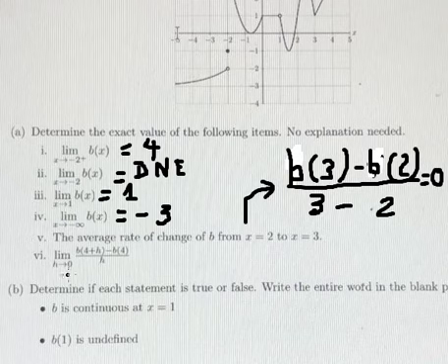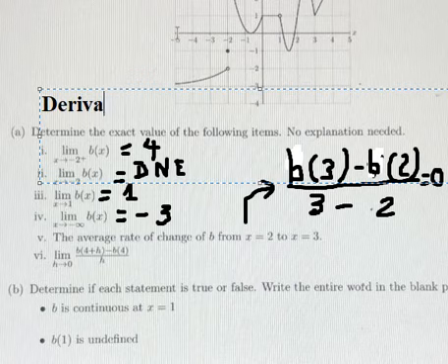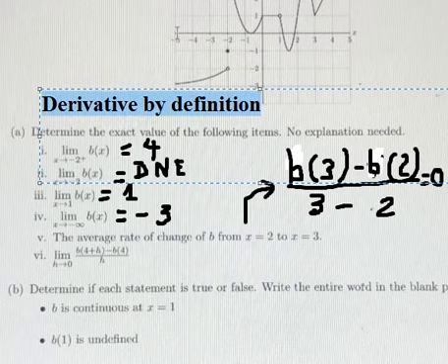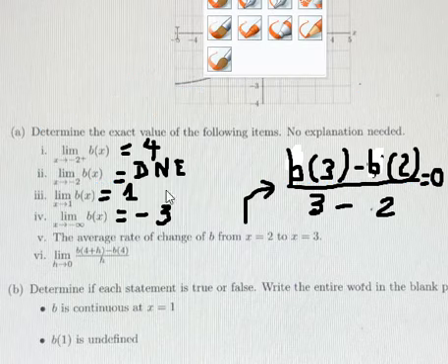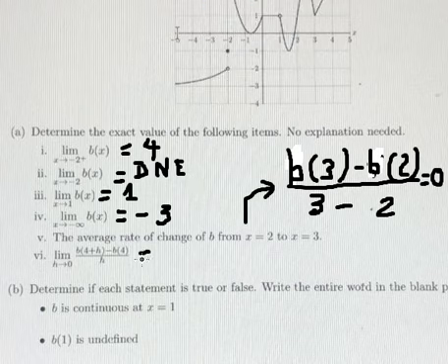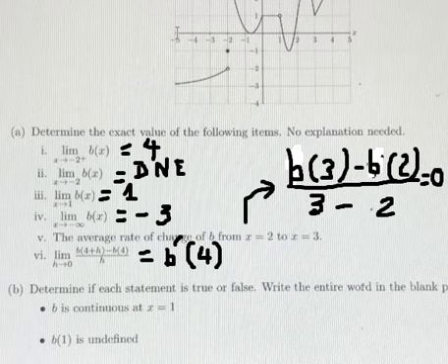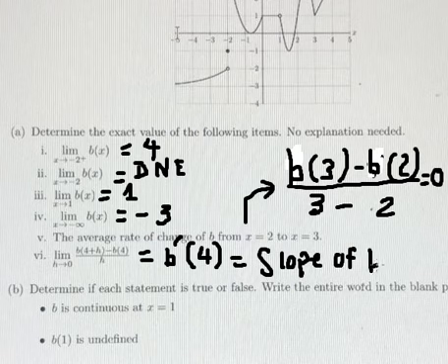Question number 6, we need to find this limit. And we know that this limit is the derivative by definition. So in this one, we have the derivative of b at x equal to 4. So we can find the slope of b at x equal to 4.